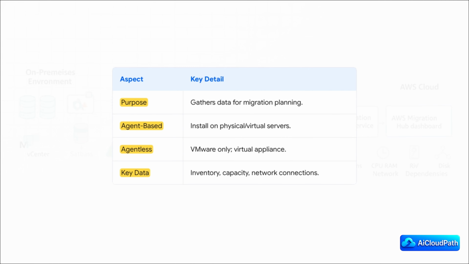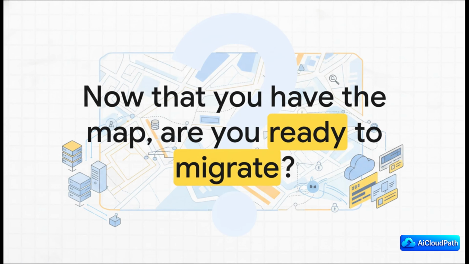Got it? Good. So, by using the Application Discovery Service, you're not migrating blind anymore. Not even close. You have a detailed, data-rich map of your entire on-premises world. So the only question left is, where do you want to go first?